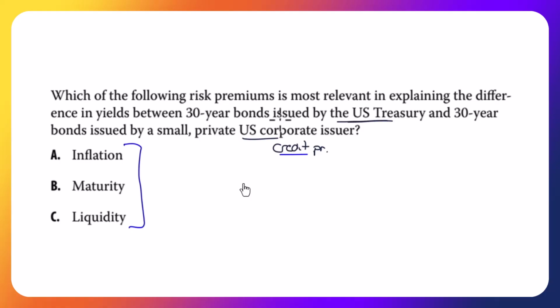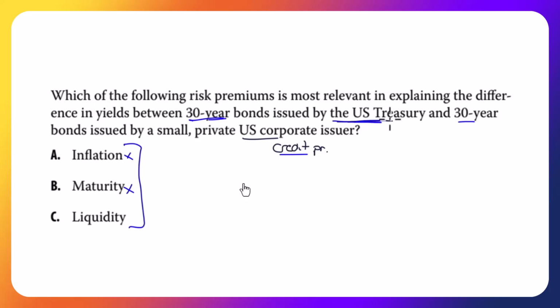Well, we're looking at difference in yields between 30-year bonds by the Treasury, 30-year bonds issued by a small private corporate issuer, 30-year, can't be a maturity premium. Since we're not told that these are real yields, we're going to assume they're nominal yields, and if they're nominal, they'll both have an expected inflation component in there, so it can't be that. It can only be liquidity.